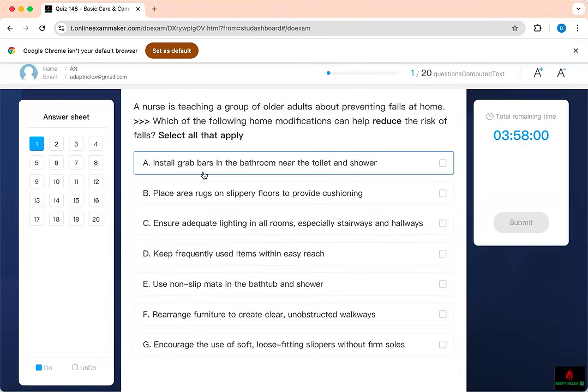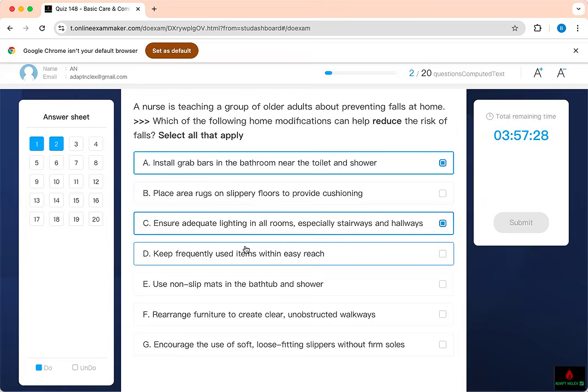Install grab bars in the bathroom near the toilet and shower. They're going to hold on to it when they go in there. Excellent. Place area rugs on slippery floors to provide cushion. This is a trap. You don't want to have rugs on the floor. They're going to trip on it. Even though I say provide cushioning, it is wrong. Don't pick it. Ensure adequate lighting in all rooms, especially stairways and hallways, right? If I can see an area rug, I run away. Therefore, this is good. What else? Keep frequently used items within reach. If I can reach it, I don't have to get up and walk and trip on the floor.